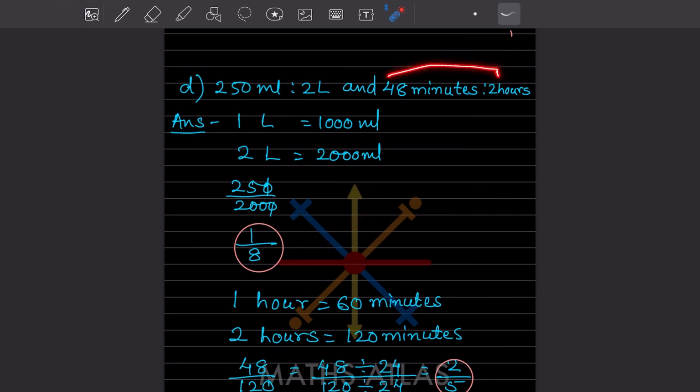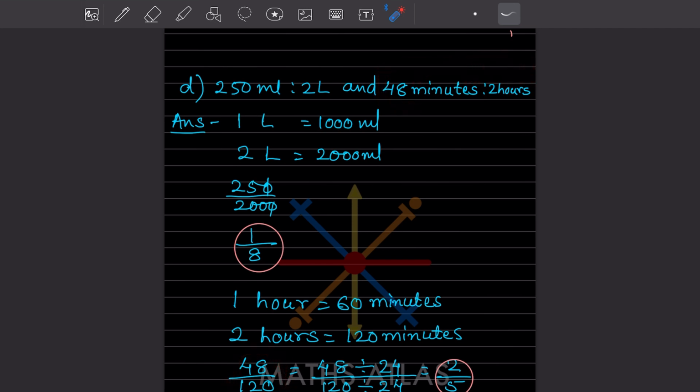Now look at this one. This is minutes and this is hours. So now what will we do? I will convert the hours to minutes. So now you know 1 hour is 60 minutes. So these 2 hours are going to be 120 minutes. So now see here, you got this as 120 minutes. So now this is 48 minutes and 120. So 48 divided by 120.